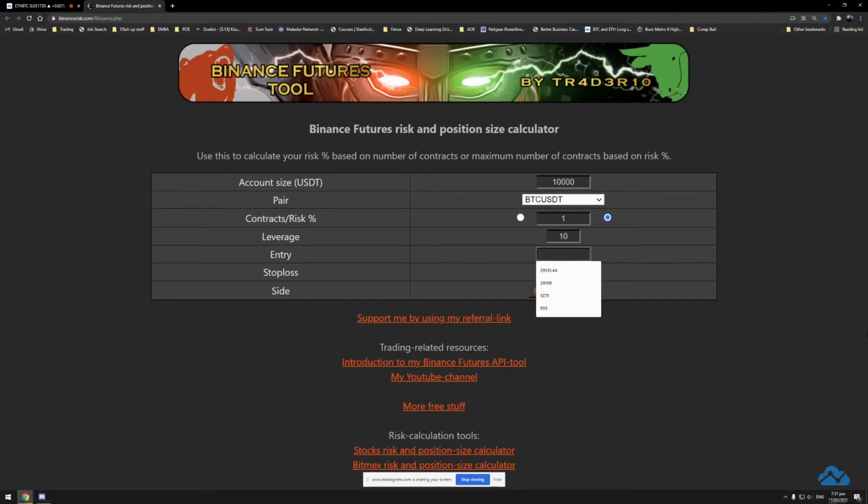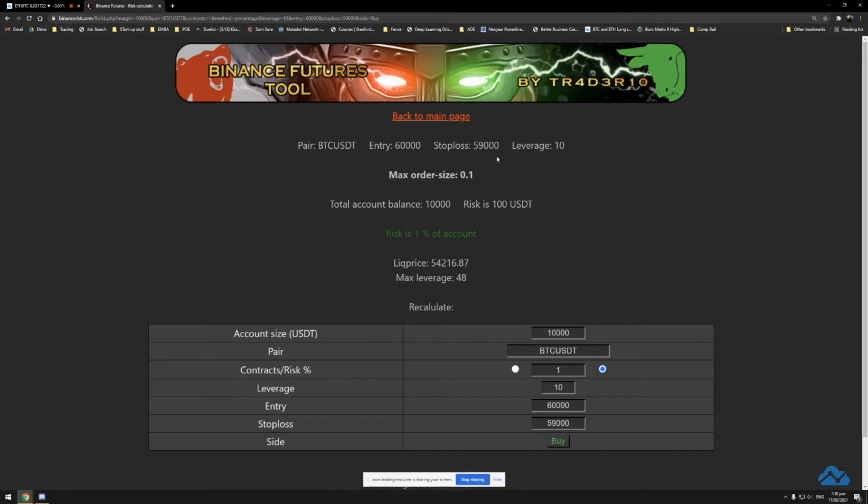So let's try and calculate an example here. Bitcoin, let's say it's at 60,000, and my stop loss is going to be at an arbitrary point of 59,000. So it's $1,000 away from my entry, and I want to long it or buy. So I'm going to hit this, and this is saying that the max order size that I can buy is 0.1 BTC at a price of $60,000, assuming my capital of $10,000 and risking 1%. That means I can use a leverage of up to 48%. If I only put $100 in an isolated account, I'd be using approximately 48% leverage, and I would be buying 0.1 BTC at a price of $60,000 with a stop loss at $59,000.